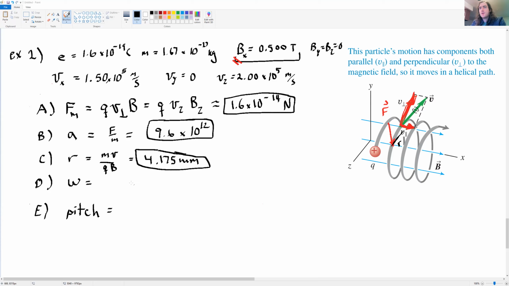For omega, the angular speed, I simply do the speed that this particle is going around in that circle divided by the radius of the circle. So that would simply be the 2 times 10 to the 5 divided by my answer in the previous part. And what I end up with is 4.79 times 10 to the 7, in units of radians per second.